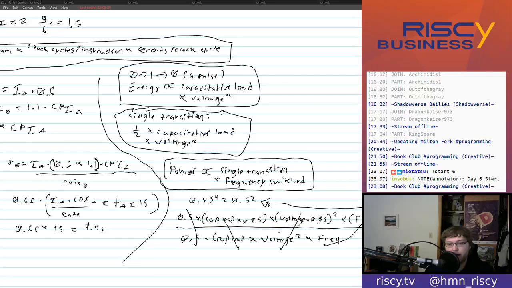So intuitively, a lower CPI would be better, right? Because the fewer cycles per instruction, the faster you're running. And as a rough metric, fewer instructions is better.